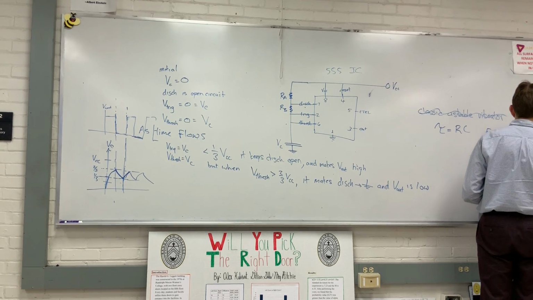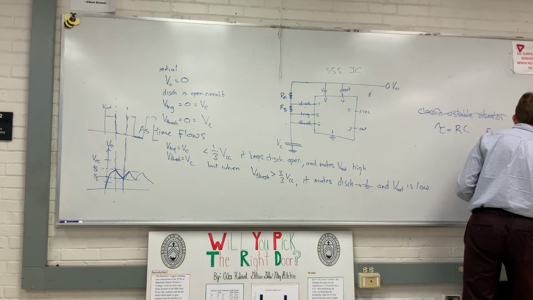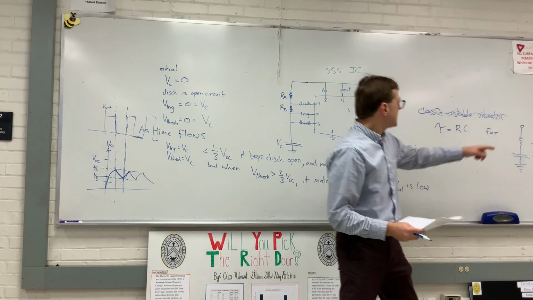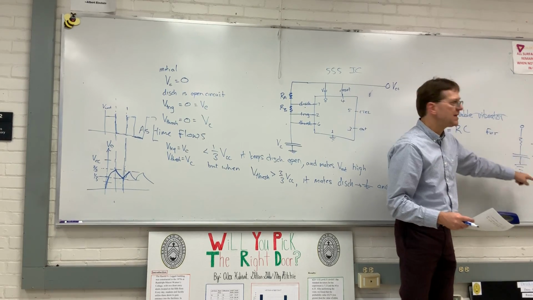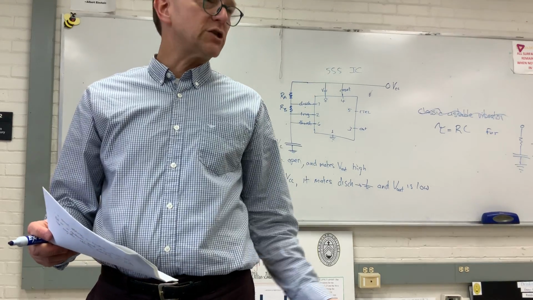V equals Q over C. Kirchhoff's rule for an RC circuit would say that V minus IR minus Q over C equals 0. That's Kirchhoff's law. And then we solve that differential equation.